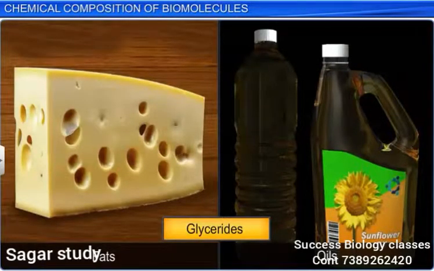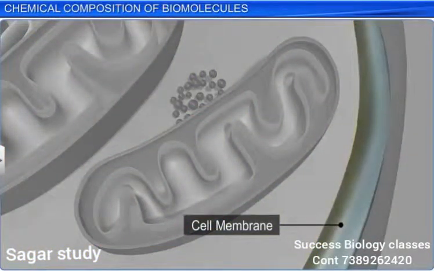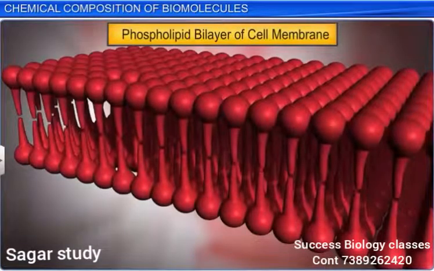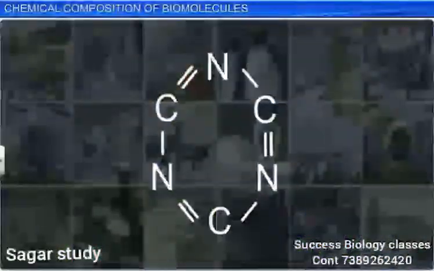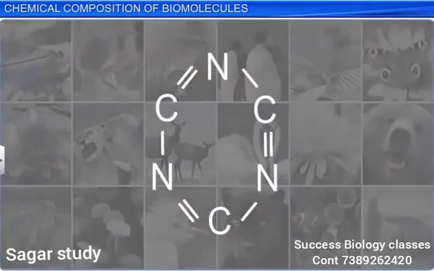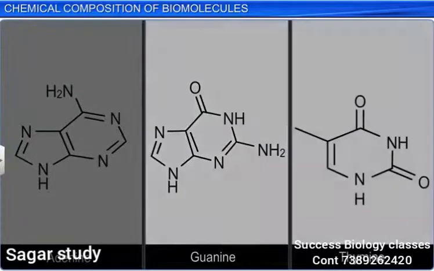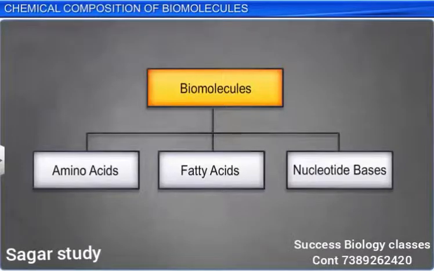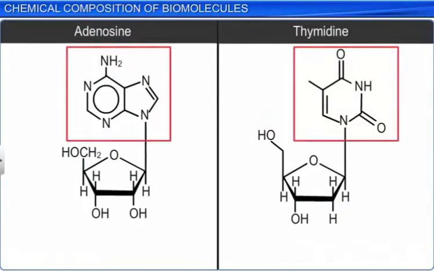Lipids that contain phosphorus and a phosphorylated organic compound are known as phospholipids. They are found in the cell membrane. Living organisms also have many carbon compounds with heterocyclic rings, such as adenine, guanine, and thymine. These compounds are called nucleotide bases, and they are important biomolecules. When carbon compounds with heterocyclic rings are attached to a sugar, they are called nucleosides.